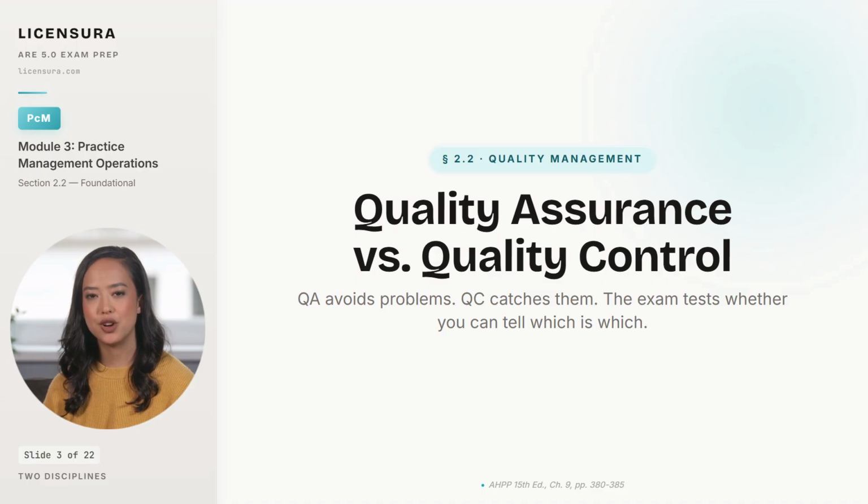Here is an uncomfortable truth most architects get wrong on the exam. Quality management comes down to a single, sharp distinction that you have to read carefully every time. Quality assurance, abbreviated QA, is everything a firm does to prevent errors from happening in the first place. Quality control, abbreviated QC, is everything a firm does to detect errors after the work has been produced. Architects routinely conflate the two terms in conversation, and on the exam, the wrong answer almost always swaps them.